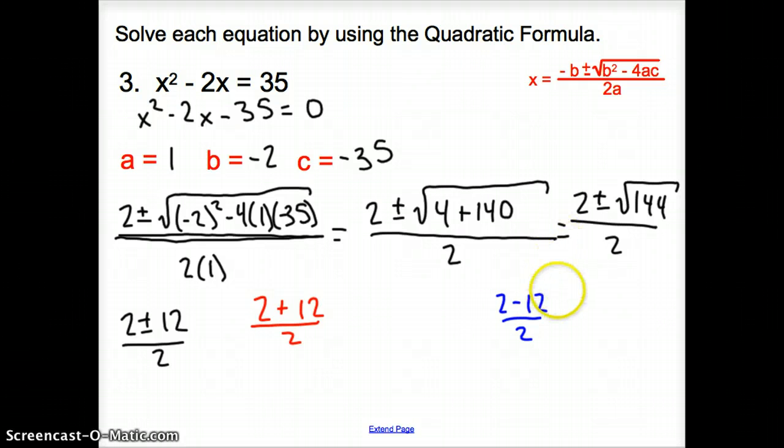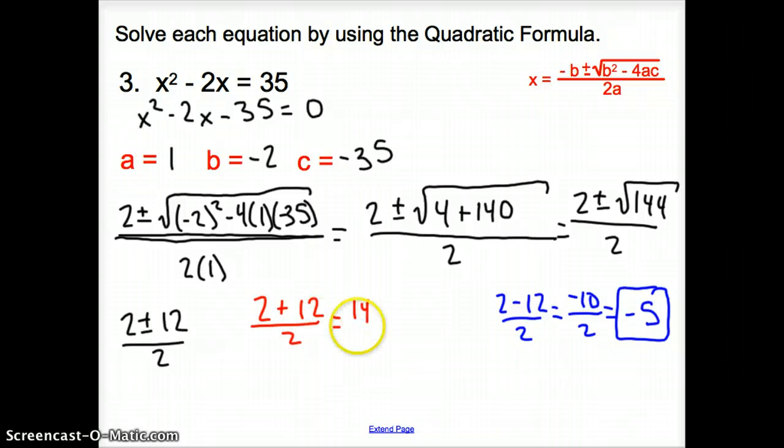So sticking with the blue part, 2 minus 12 is a negative 10 divided by 2, which is negative 5. So this is one of our answers, just one. What's the other half? Well, 2 plus 12 is 14. That goes all over 2. 14 divided by 2 is 7. So our two answers are 7 and negative 5.